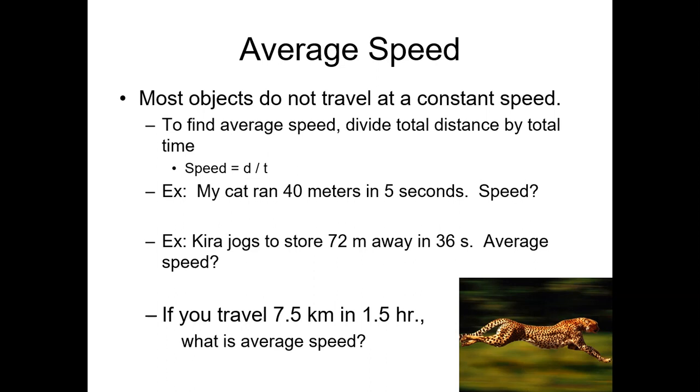Most objects do not travel at a constant speed. To find the average speed, just divide total distance by total time. This is different than an instantaneous speed. I'll talk more about that in a little bit. That's why it says average speed here. Again, our formula is speed equals distance over time. Let's do some examples. My cat ran 40 meters in 5 seconds. What's his speed? So speed equals distance over time. So speed equals 40 meters divided by 5 seconds.